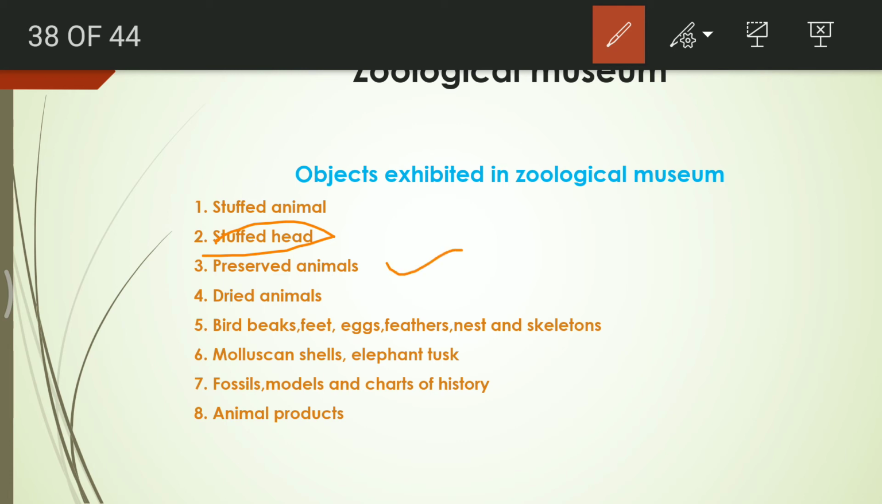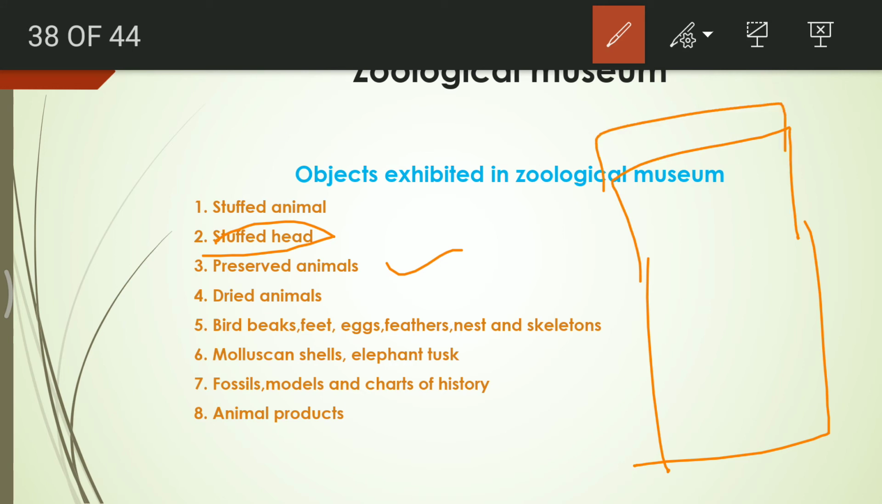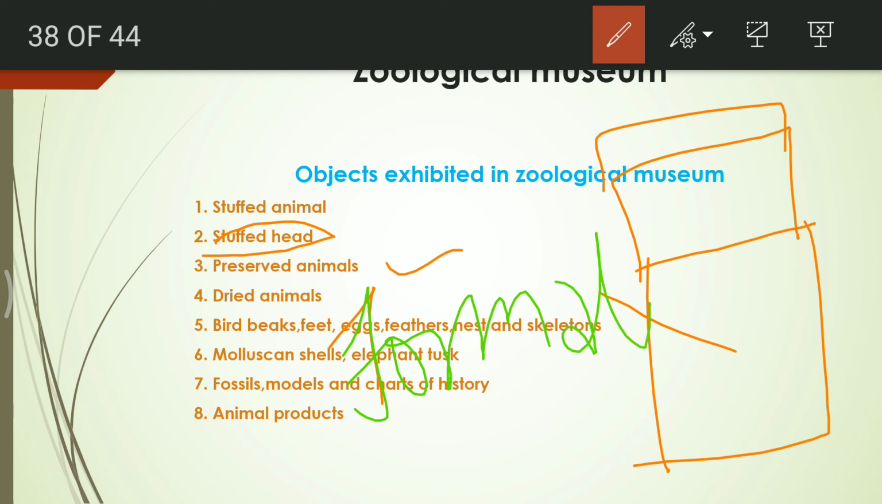Preserved animals are also kept. We keep preserved animals even in school, or anyplace you will go, you will see that the preserved animals are kept in formalin. Formalin helps in the preservation of the dead organisms.